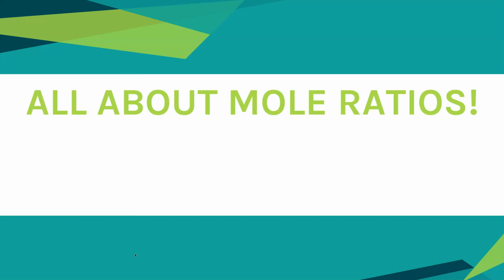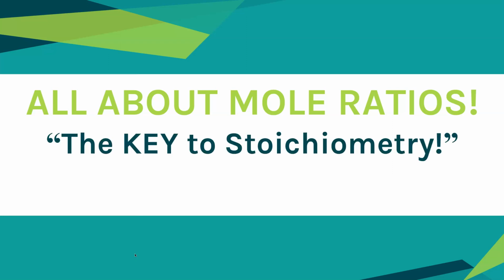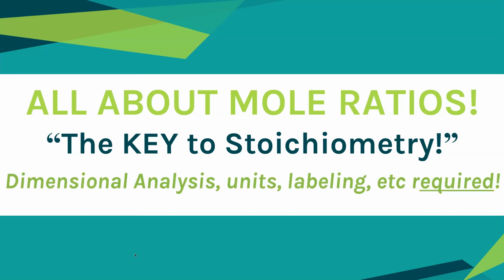But in the end, it still comes down to mole ratios. The mole ratio, as we said before, is the key to stoichiometry. Then you add some dimensional analysis, you focus on some units, you're labeling stuff. All that stuff is required. I need to see in your work the setup, the units, things crossing out, things canceling out, and then solving for the answer.